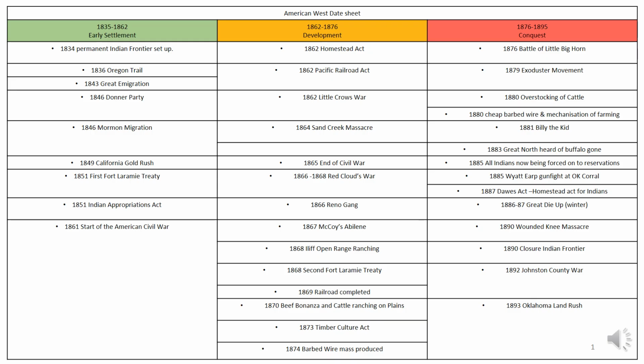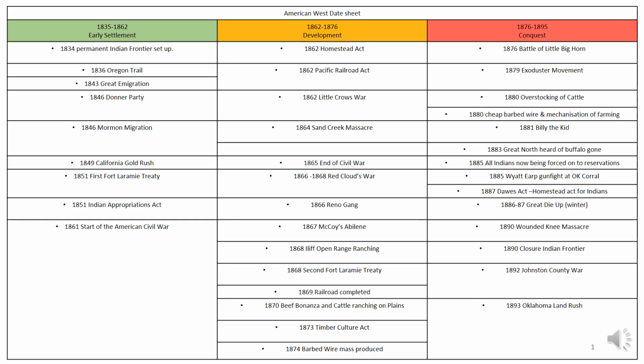Now, the reason it ends in 1862, there's a couple of things happening. If you look in this middle section here, this amber section, we've got the Homestead Act, the Pacific Railroad Act, but Little Crow's War is your marker. So this is where things start to change, where we've got conflict with those Plains Indians.